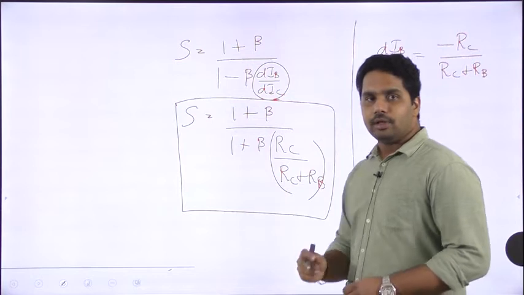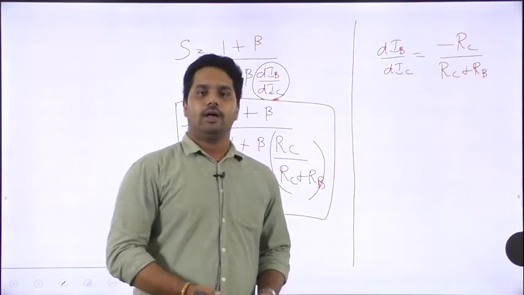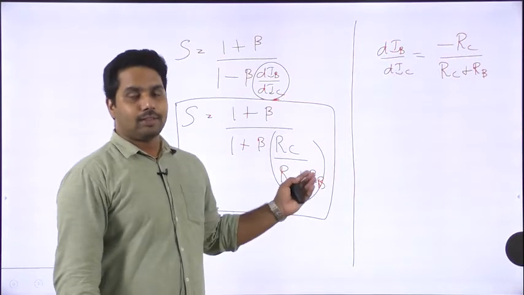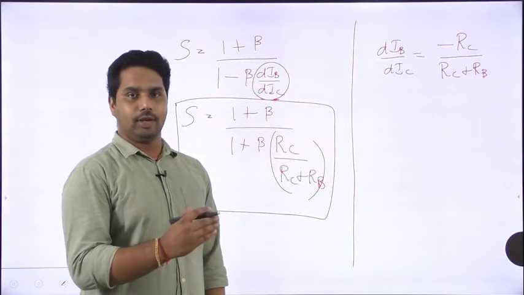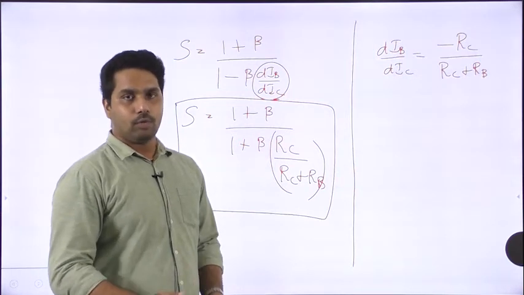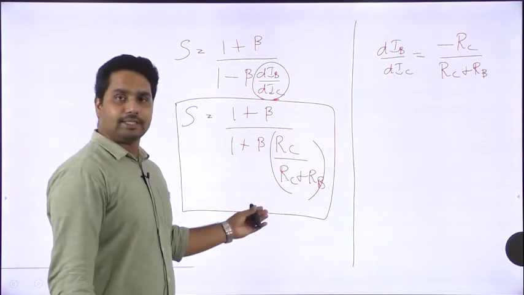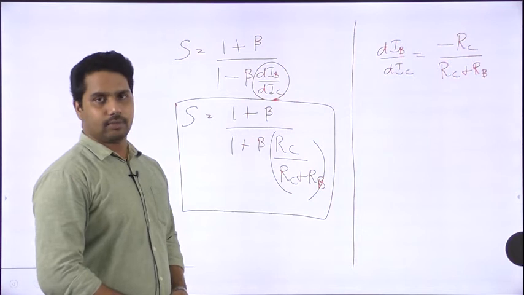So this has somewhat more stabilization, or it is somewhat more thermally stabilized compared to the first one. So thermal stability will be more when you compare this particular biasing, that means collector to base biasing, with the previous one, fixed biasing.